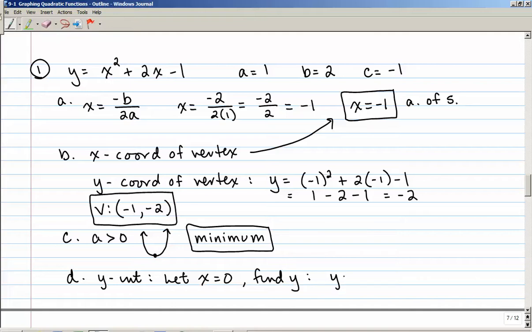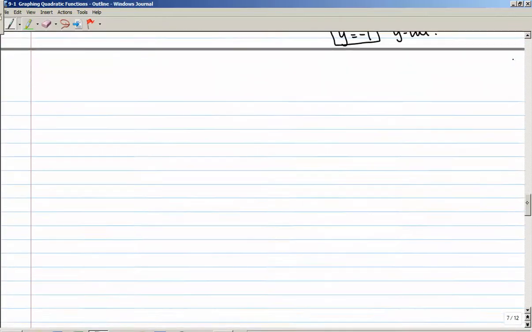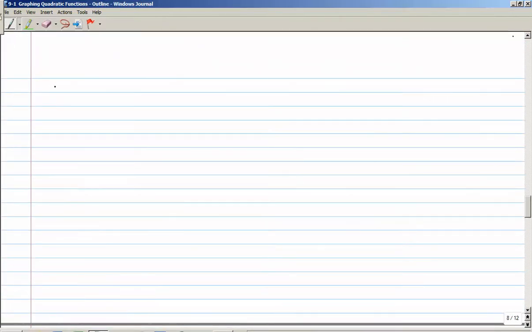So y equals 0 squared plus 2 times 0 minus 1, or y is equal to -1. And that's my y-intercept. Next thing I want to do is make a table of values. And this is the part that gets a little more complicated. So I'm going to draw something that looks like this.